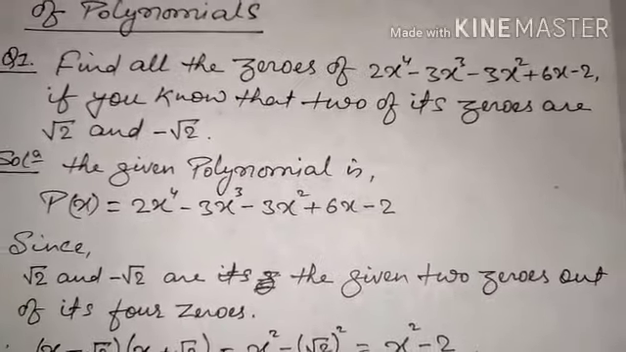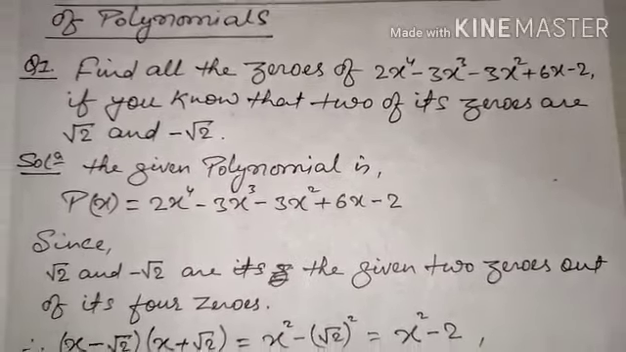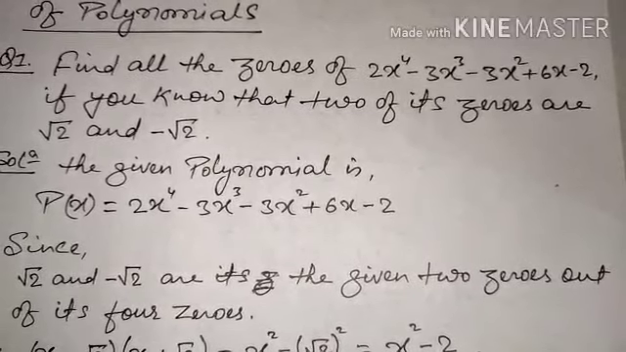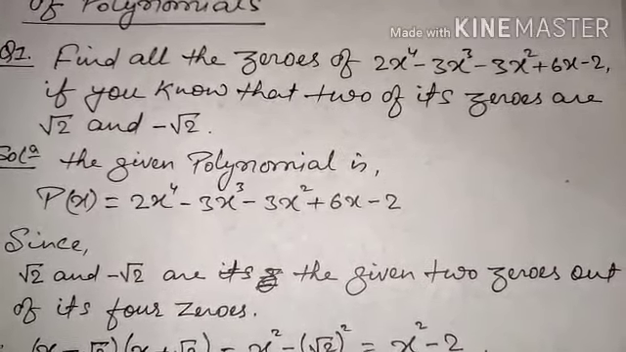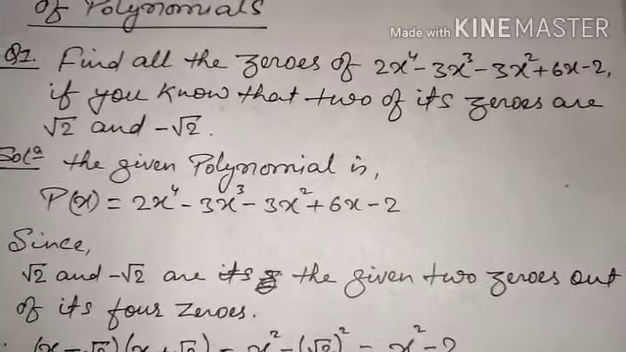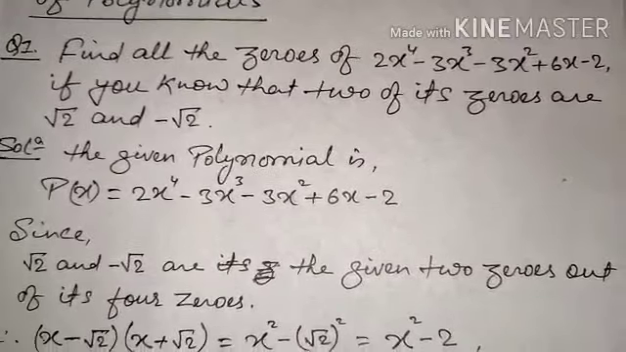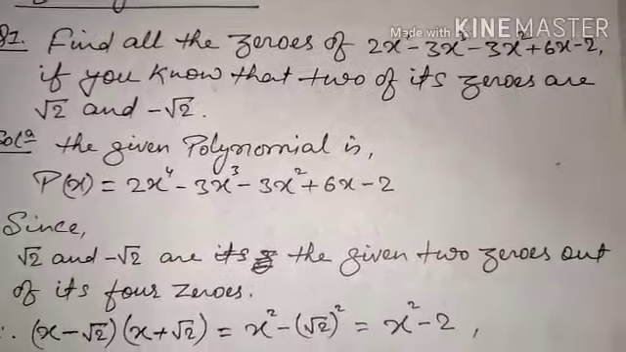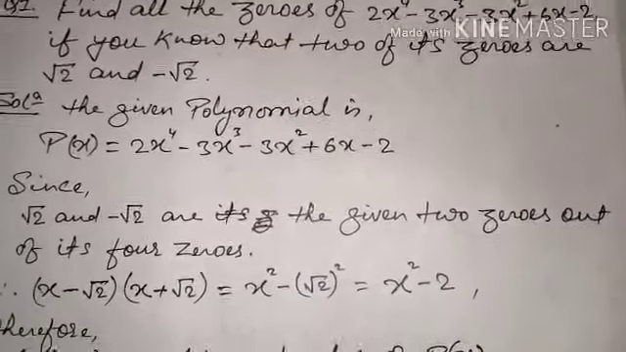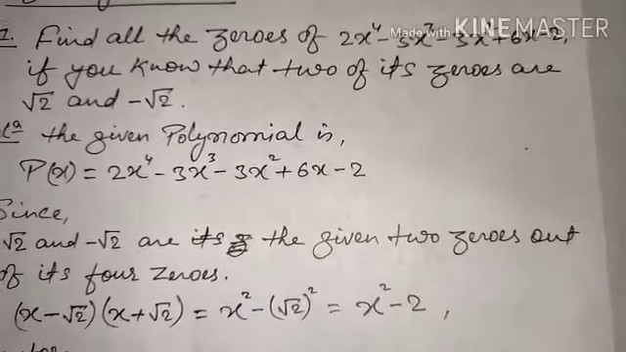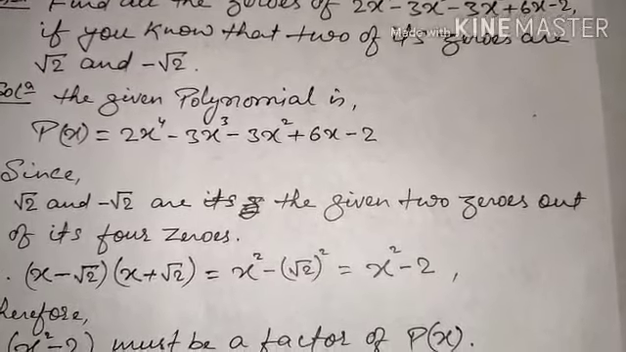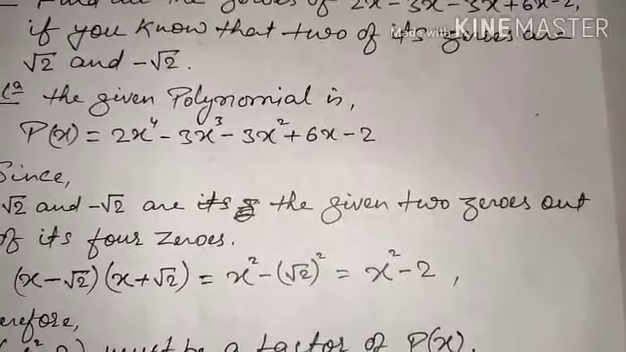So the problem is like this: find all the zeros of 2x to the power 4 minus 3x cube minus 3x square plus 6x minus 2. This is the polynomial given, and it is asking to find all the zeros, if you know that two of its zeros are root 2 and minus root 2. Obviously the degree of this polynomial is 4, so it is going to have 4 zeros. So 2 zeros are given, and the question is asking us to find out its remaining 2 zeros.